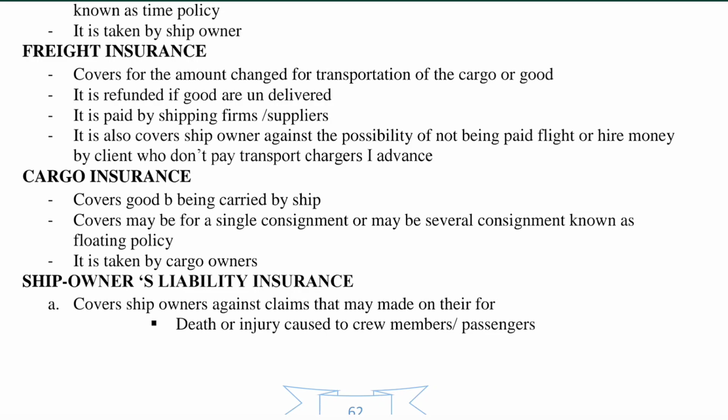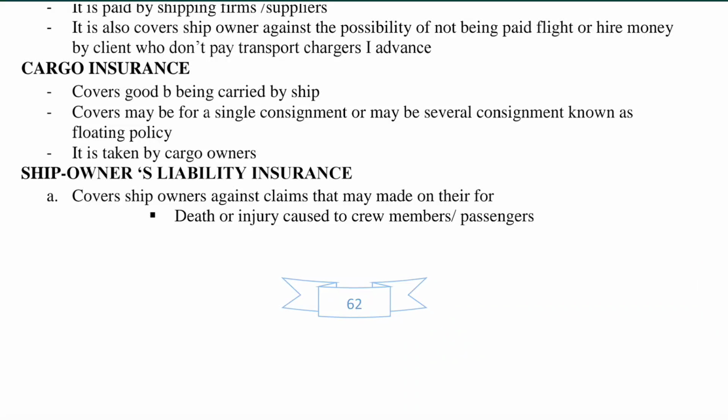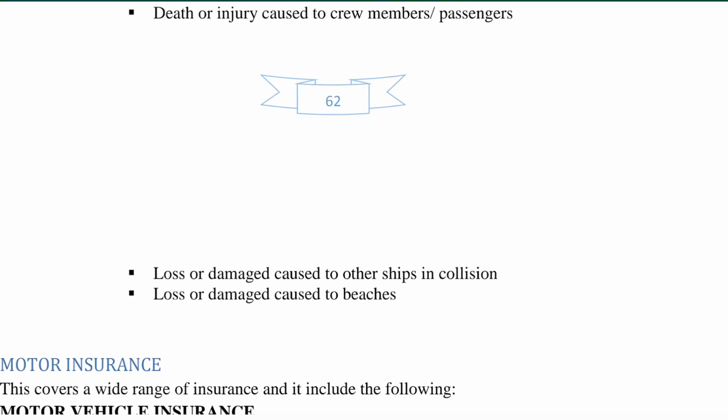Now, let's also look at ship owners' liability insurance. It covers ship owners against claims that may arise from: one, death or injury caused to crew members or passengers; two, loss or damage caused to other ships in collision; three, loss or damage caused to beaches. This is what it covers.